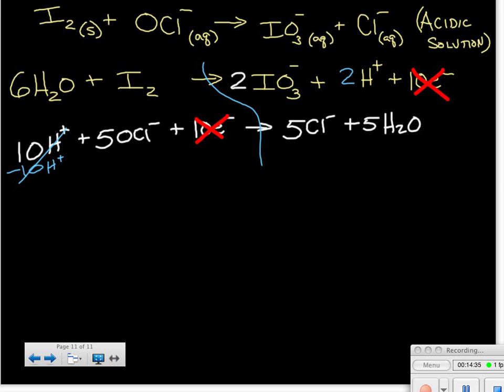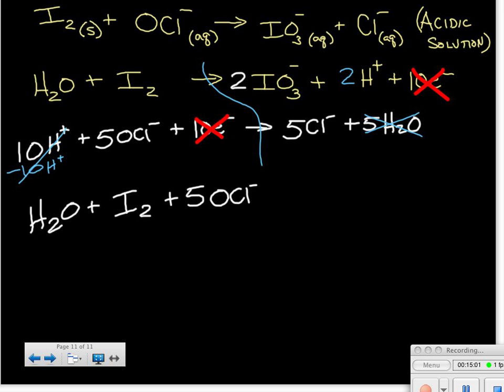Water molecules. We could subtract 5 water molecules from both sides. 5 will go away there, and then we'll have just 1 up here. And is there anything that shows up on both sides? No, that's pretty much it. So now we've canceled out what shows up on both sides, and we could rewrite the equation to say H2O plus I2 plus 5 OCl minus yields 2 IO3 minus plus 2H plus plus 5 Cl minus.